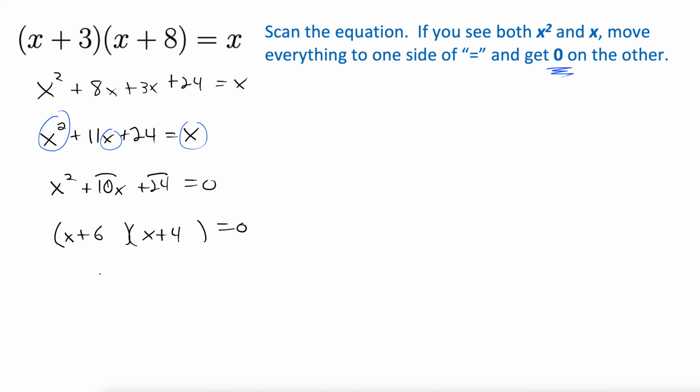Now we bring in that zero factor property to set each of these equal to 0 and solve, getting x equals -6, x equals -4. Okay, great test question right there. I recommend going back and working this one to make sure you're ready if you see this on an exam.